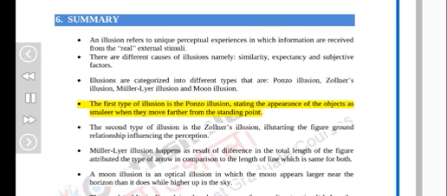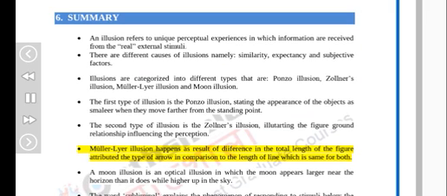The first type of illusion is the Ponzo illusion, stating the appearance of objects is smaller when they move farther from the standing point. The second type of illusion is Zollner's illusion, illustrating the figure-ground relationship influencing perception. Muller-Lyer illusion happens as a result of difference in the total length of the figure, attributed to the type of arrow, in comparison to the length of the line, which is the same for both.